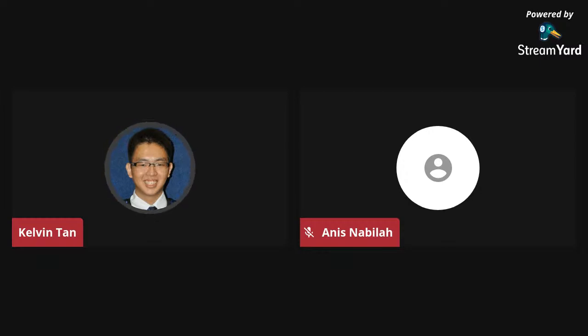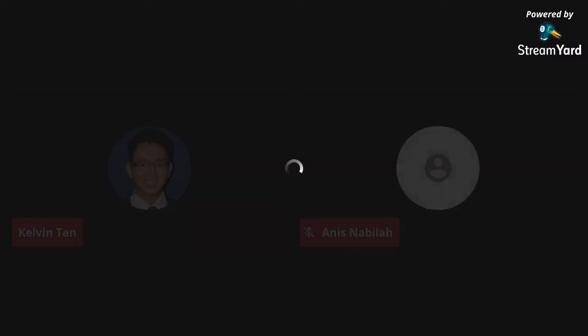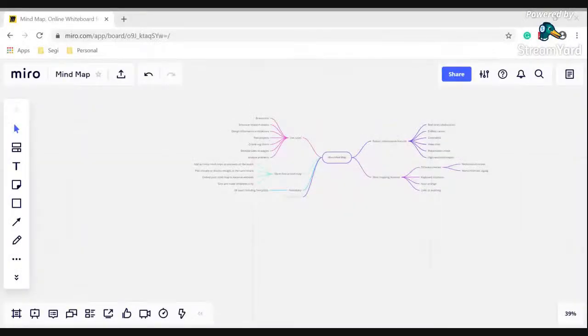Okay, I see maybe no comment yet. So I will share with you another software that helps you to create a mind map. It's called Miro. Can you see this? Can you see the website for Miro? Okay, if yes, then you just proceed.